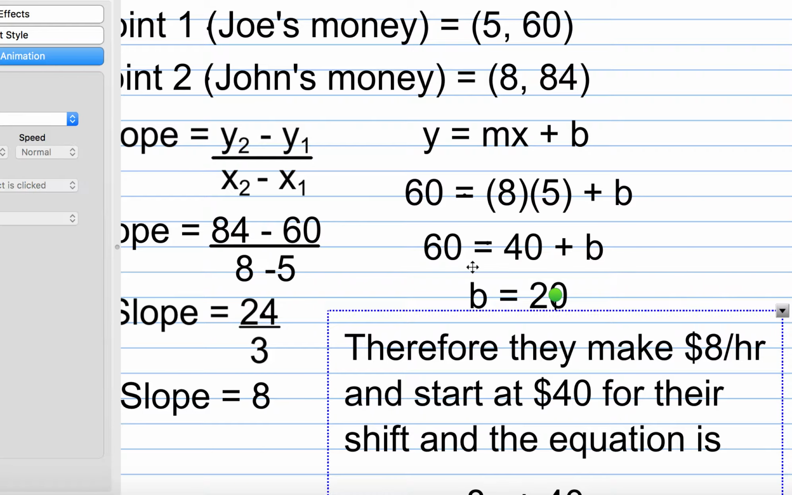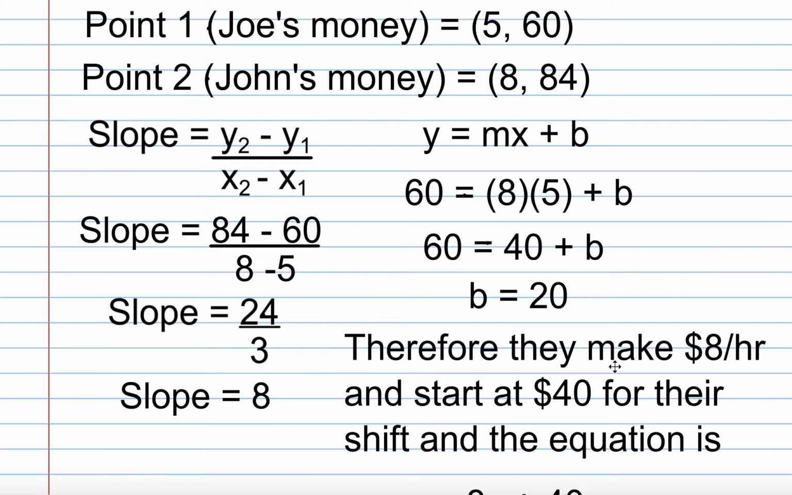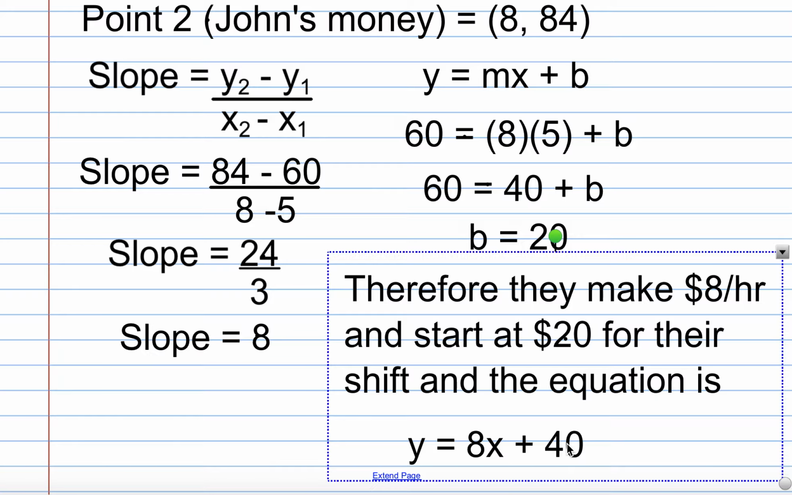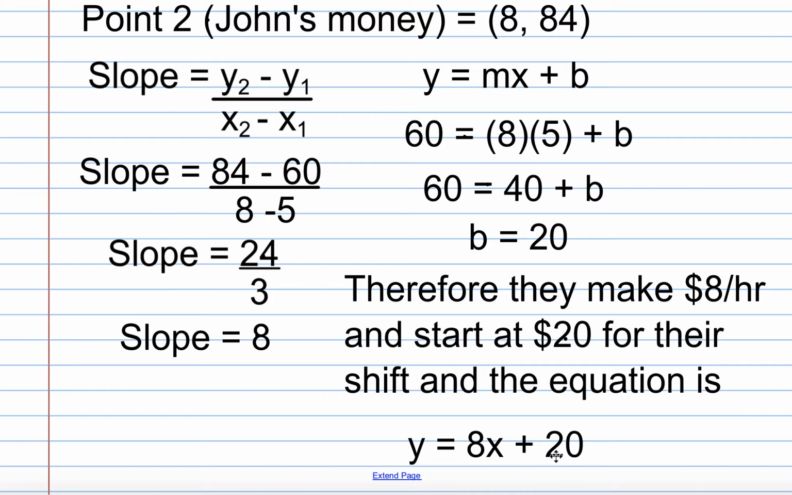So what that 20 actually tells us is that that's the starting value. Now, they make $8 an hour because that's our slope. And then they start at 20 bucks for their shift. So then, therefore, my equation is 8x plus 20. $8 an hour plus $20 at the start of their shift. And that is the equation.